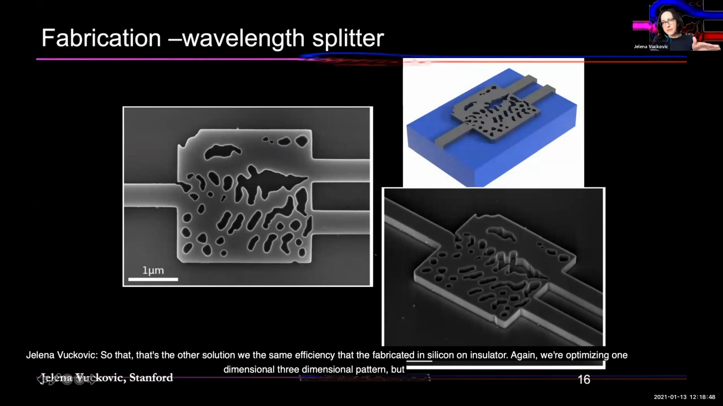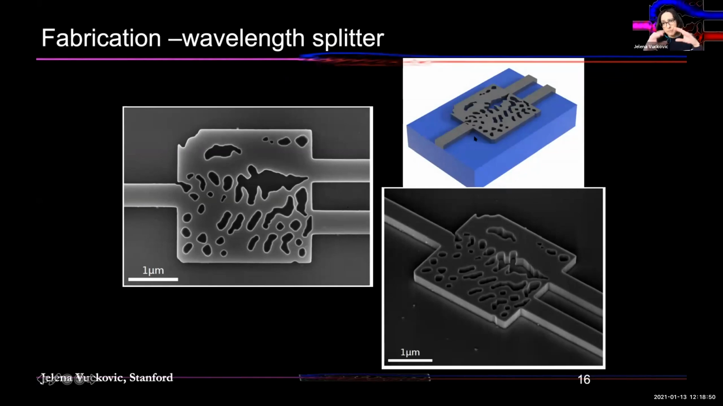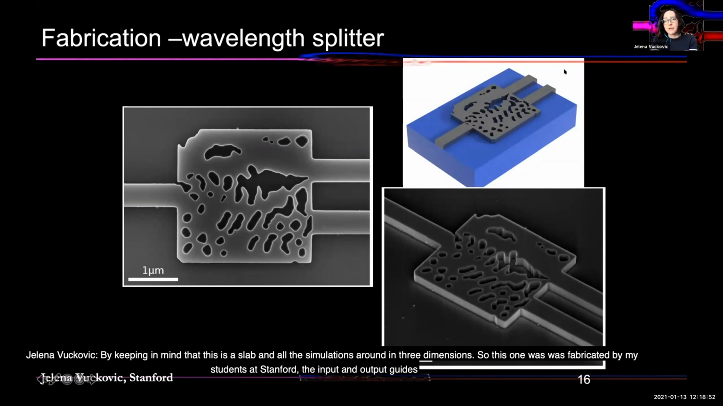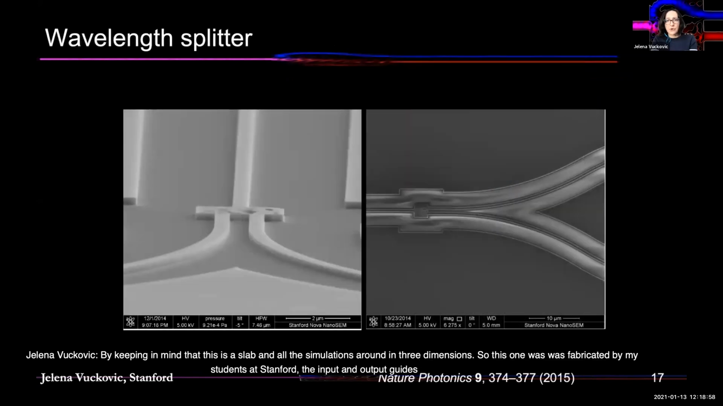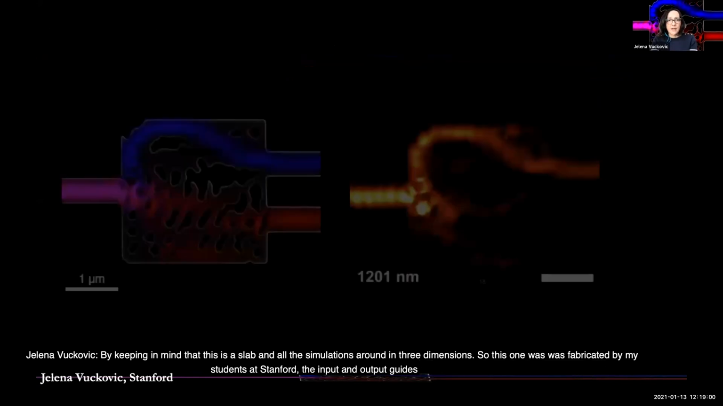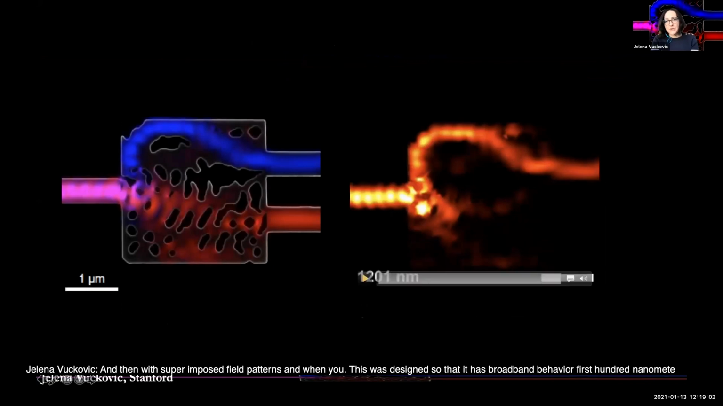Again, we're optimizing a two-dimensional pattern, but keeping in mind that this is a slab and all the simulations are run in 3 dimensions. So this one was fabricated by my students at Stanford with input and output waveguides, and then with superimposed field patterns.